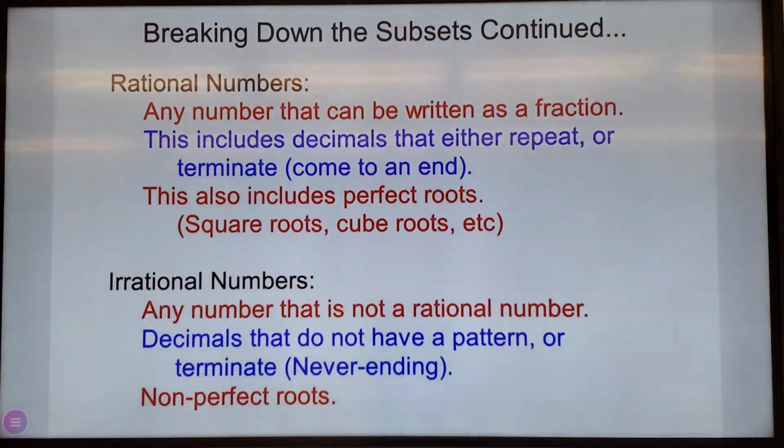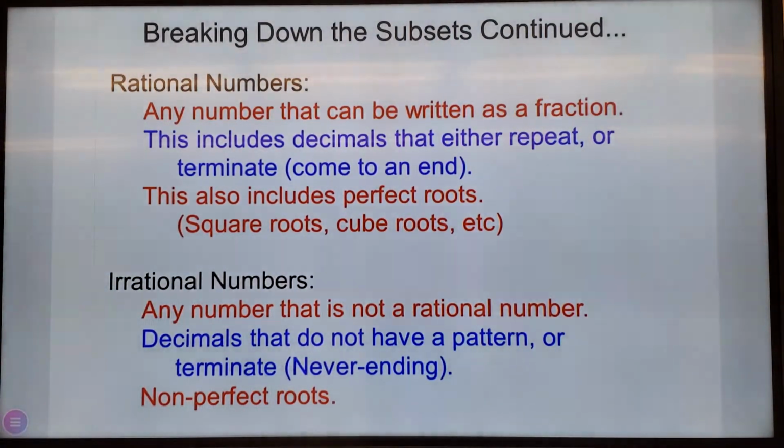Rational and irrational numbers. These are very complex definitions, so make sure that you are able to distinguish between rational and irrational. They do kind of mean the same thing. Notice the IR on the front of irrational. Those of you that are English people, IR meaning the word not. So rational and not rational. Rational numbers are any numbers that can be written as a fraction.